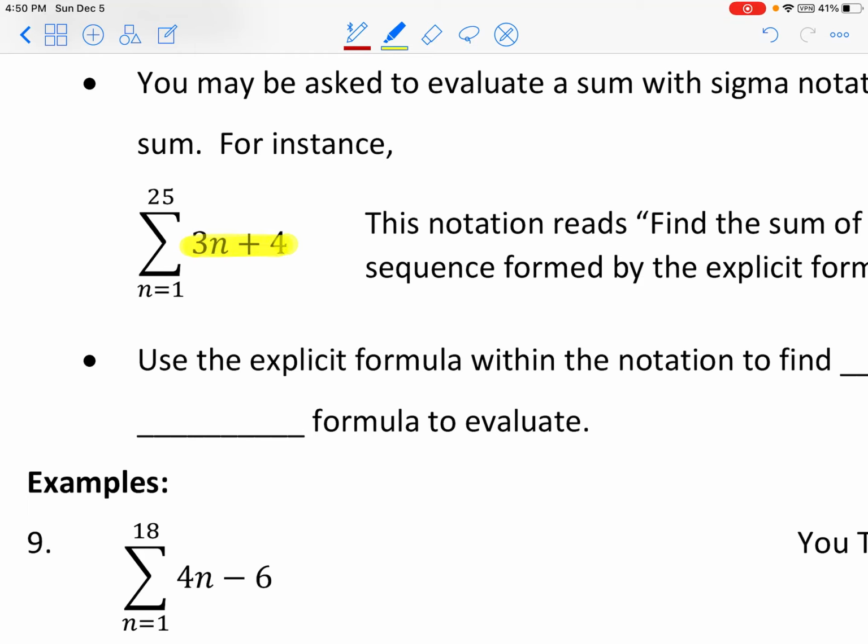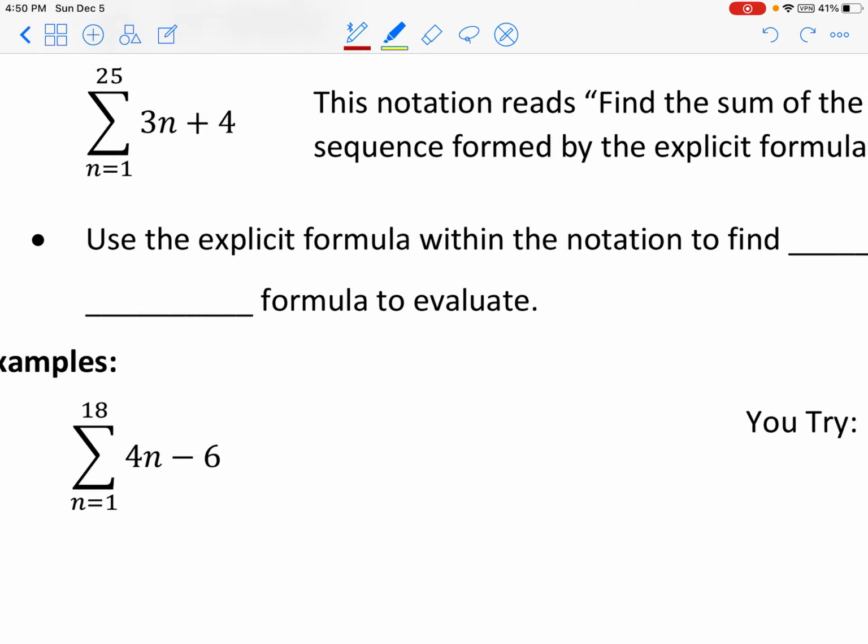So this is the formula. They're telling you 25 numbers on the list. If you were to add all 25 of those up, what would that sum be? Okay, so it looks a little fancy, but they're giving you the explicit formula and telling you if we added up all 25 terms formed by that explicit formula, what would that sum be?